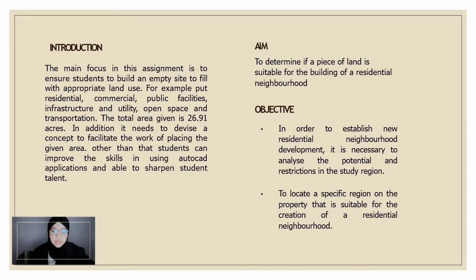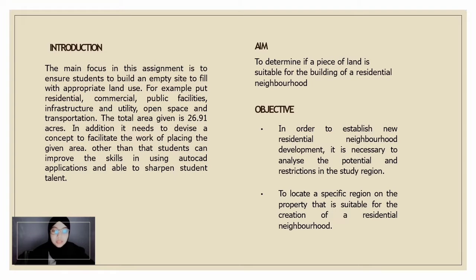The main focus in this assignment is to ensure students build on the empty site and fill it with appropriate land use. For example, residential, commercial, public facility, infrastructure and utility, open space and transportation. The total area given is 26.91 acres. In addition, it needs to devise a concept to facilitate the work of place in the given area.